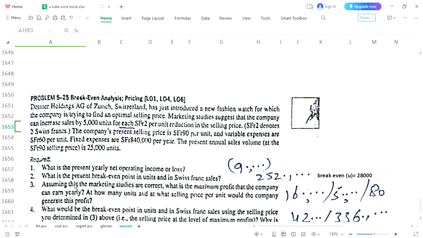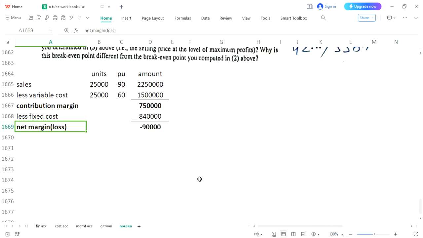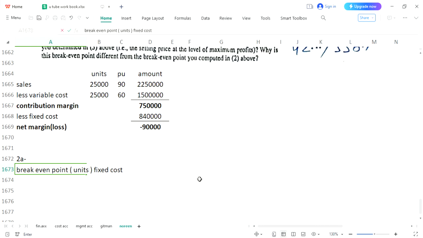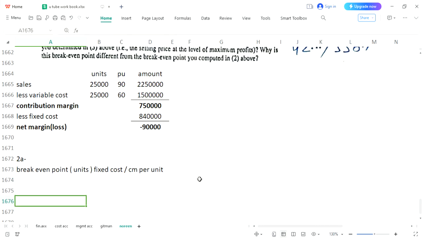Okay, what is present break-even point in terms of units and sales? This is our second requirement, but there are two things which are discussed. Break even point is needed, but in terms of units. So what is your formula? Fixed cost is needed and we will be dividing it by CM per unit. Okay, make a space and CM per unit.